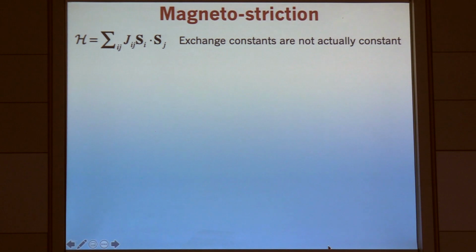Okay, so magnetostriction. So a slide regarding this point. Many of the problems we're looking at in this talk, somehow we like to think about an exchange Hamiltonian with exchange constants. But the point is that these exchange constants are not actually constant. They depend on other typically high energy physics, and specifically in this case, it's lattice scale physics that's somehow impacting these exchange constants.